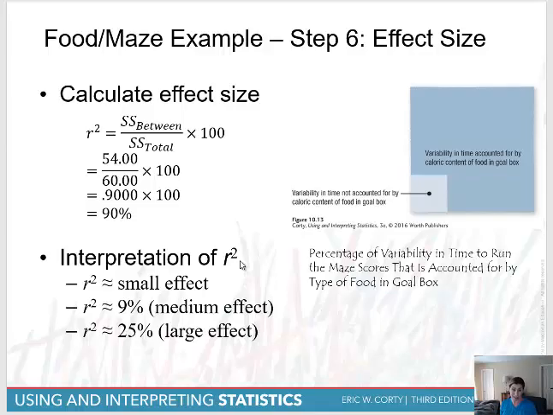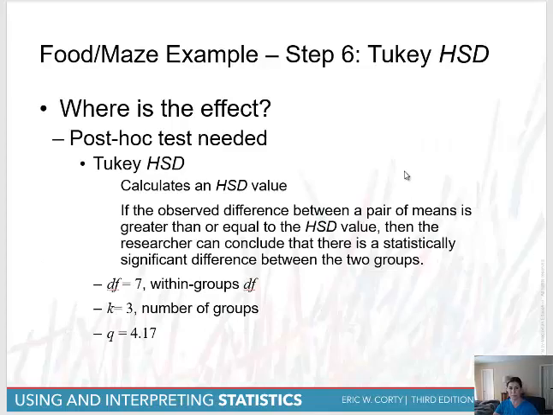That's a huge effect size, okay? So that tells us that 90% of the variation that we see in those scores, meaning the number of seconds it took to find that goal food, 90% of the variation we see is due to the food itself. Only 10% of the variability is due to something else. So this is a huge effect size. So we know that food impacts behavior, right?